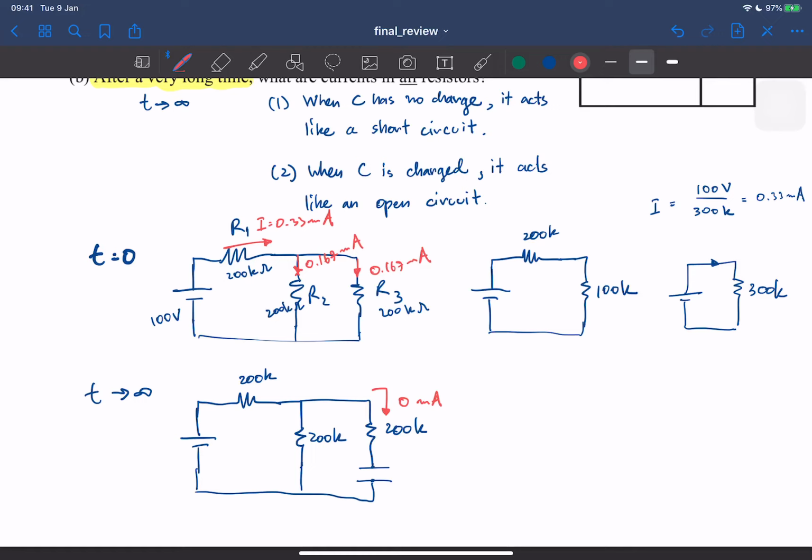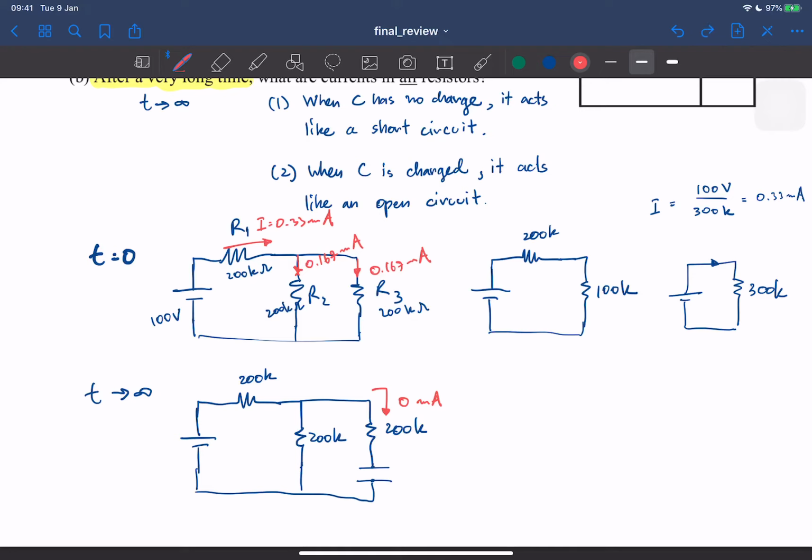Sorry, I think I'm back again. So let me repeat what I said. When the capacitor is fully charged, you cannot have any current going through the capacitor. Since the current cannot go through the capacitor here, the current will also not go through this resistor, right? So that particular resistor will have 0 current. When t equals 0, the current is 0.167 milliamps, but when time goes to infinity, after a long time, the current becomes 0.